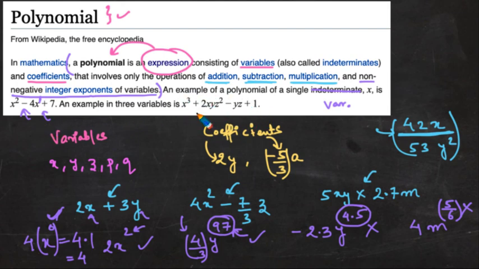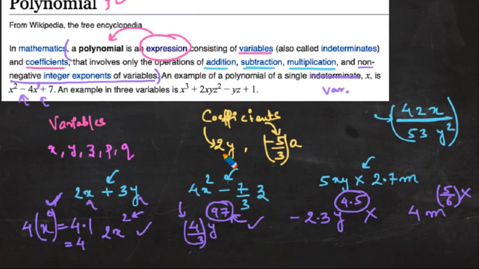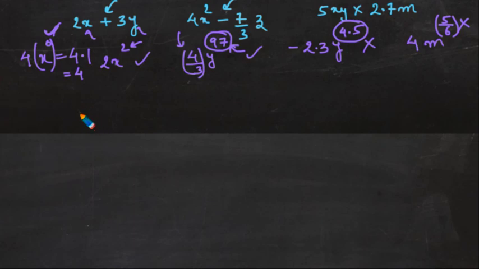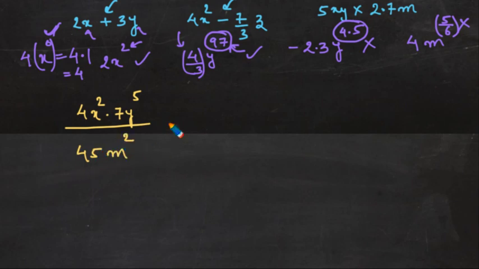Similarly, let's look at this example. We have variables and coefficients associated with addition, subtraction, and again addition. The powers of the variables are non-negative integers. Hence, this would be a polynomial. Let me quickly show you some examples that are not polynomials. For example, let's say we have 4x squared times 7y to the power 5 divided by 45m to the power 2. This will not be a polynomial because we have a division.